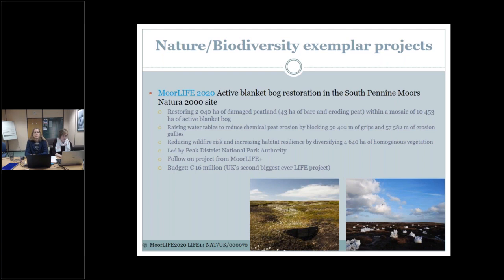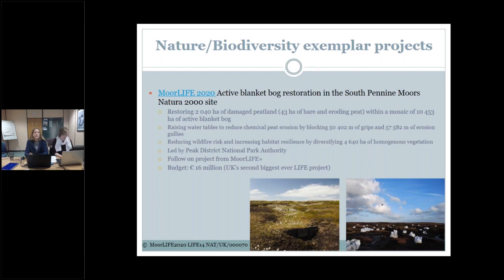Here's a very nice example from the UK for a nature project. It's the second biggest ever LIFE project in the UK, the More Life 2020 project, and that is restoring blanket bogs in the South Pennine Moors Natura 2000 site. The aim of this project is to restore over 2,000 hectares of damaged peatland within a mosaic of over 10,000 hectares of active blanket bogs.